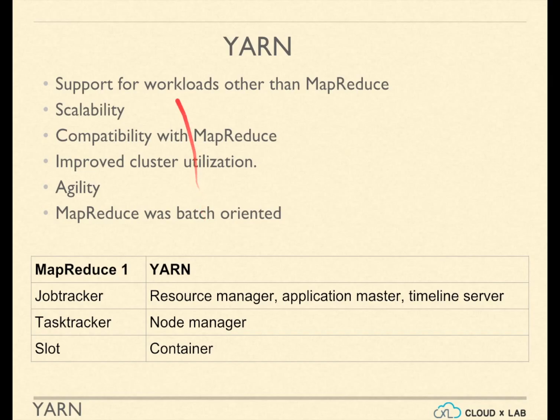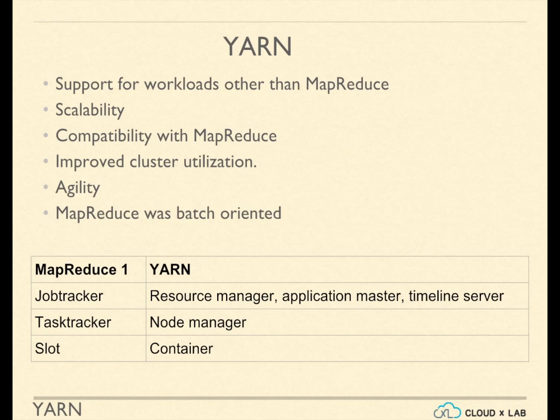It supports many workloads including MapReduce. Now with Yarn, it has become easier to scale up. MapReduce 2.0 was compatible with MapReduce 1.0. This improved cluster utilization as different kinds of workloads are possible on the same cluster. It improved agility. Since MapReduce was batch-oriented, it was not possible to run tasks that need to run forever, such as stream processing.